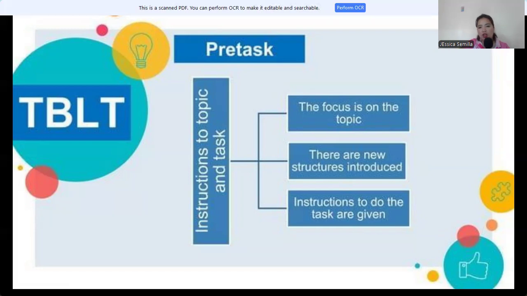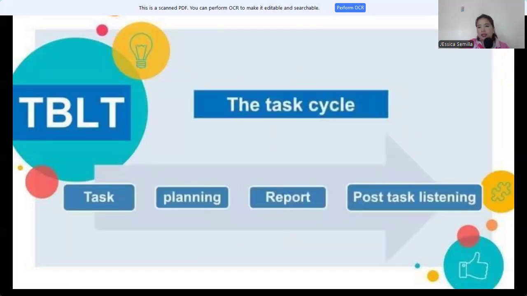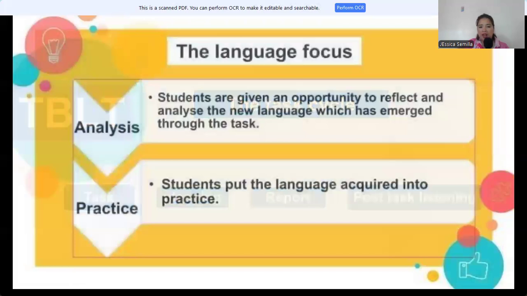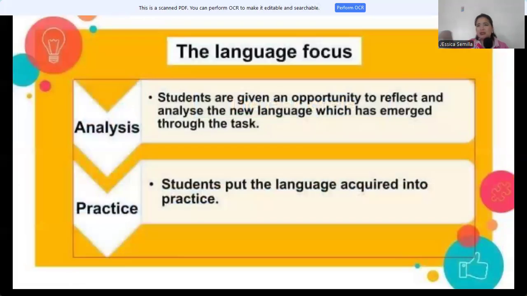Instructions to do the task are given. On the other hand, the task cycle would lead to the task itself, the planning, the reporting, the post-talk listening, meaning sometimes they do the reflection also after the task. And then after that, they try to analyze what happened in the task, and therefore there is an analysis and practice. So students are given an opportunity to reflect and analyze the new language.